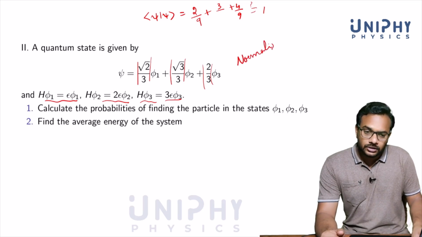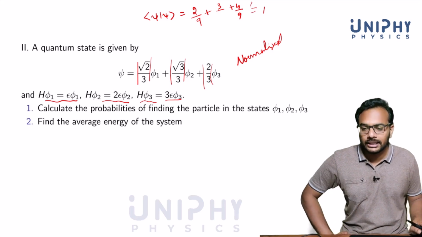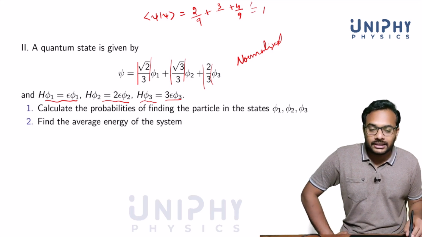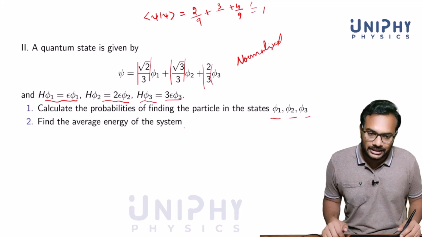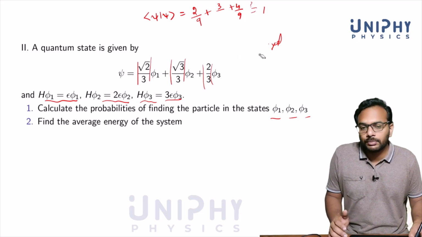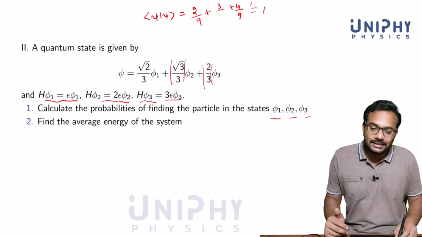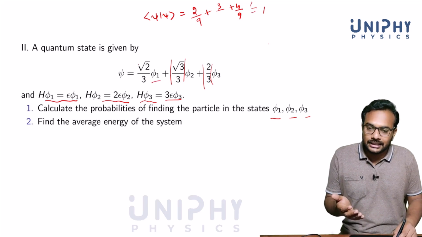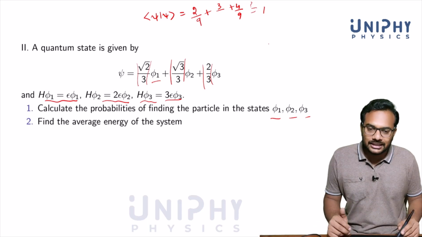Now, if it's not normalized, you should start by normalizing the state, or you'll get a wrong answer. Now, calculate the probabilities of finding the particle in the states phi 1, phi 2, phi 3. Since this is a normalized state, the modulus square of the expansion coefficients gives you the probability. So the probability of finding the system in the state phi 1 is the modulus square of the expansion coefficient. That's one of the postulates that we described.